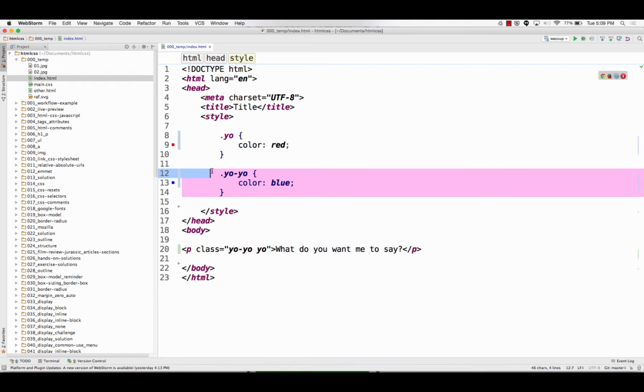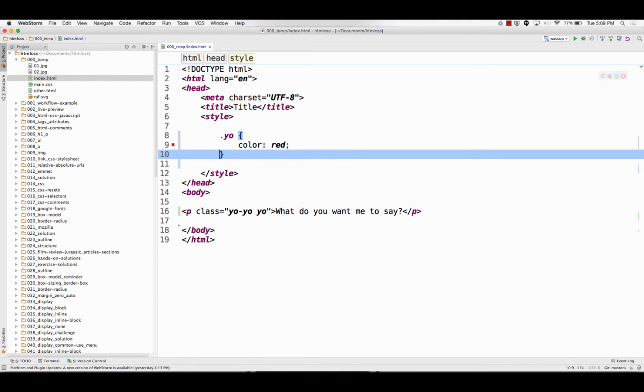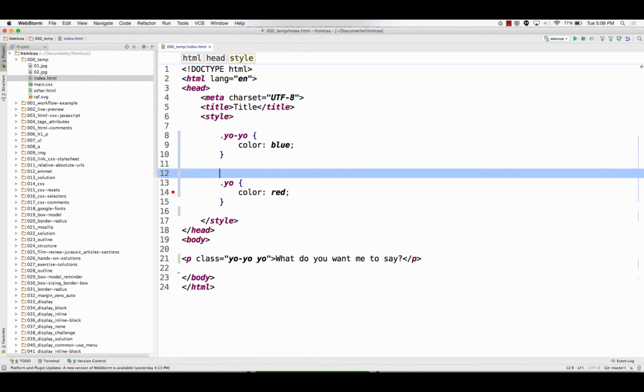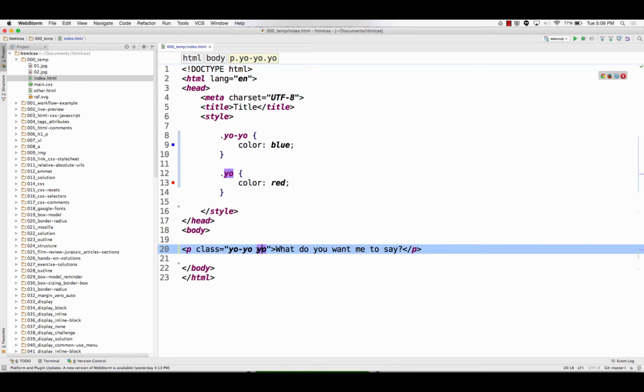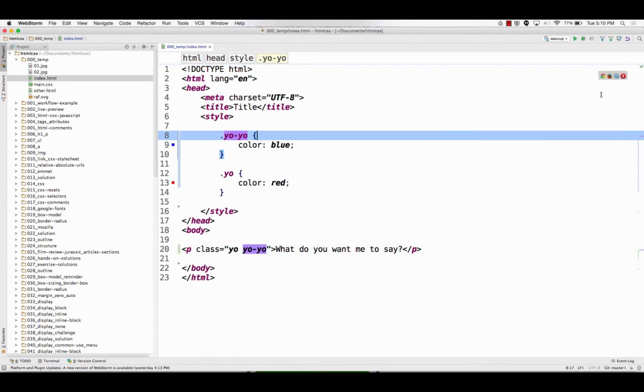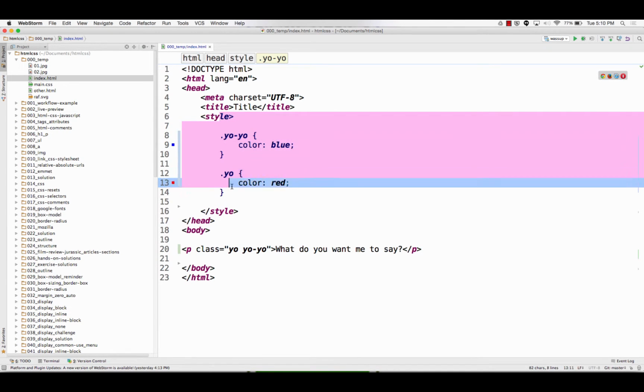This would change something. Now it's going to be red. And it doesn't matter what order it's applied to down below. It just matters what order it is in the style sheets. Okay?